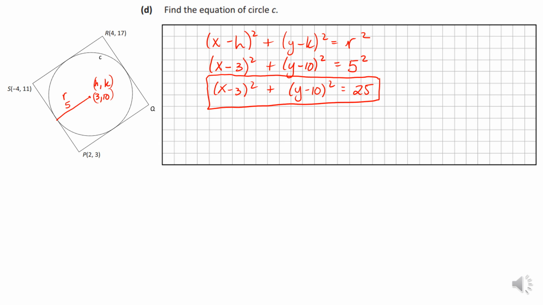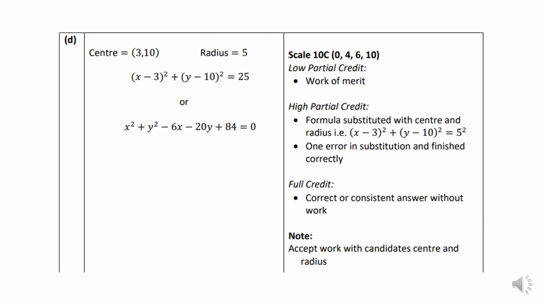And let's check the marking scheme. So here are the marks for part D. There's 10 marks going for that. And did we get the correct answer? Yes, we did. So this is totally acceptable. If you wish, you could square out the brackets and simplify and get this version, but it's not necessary.